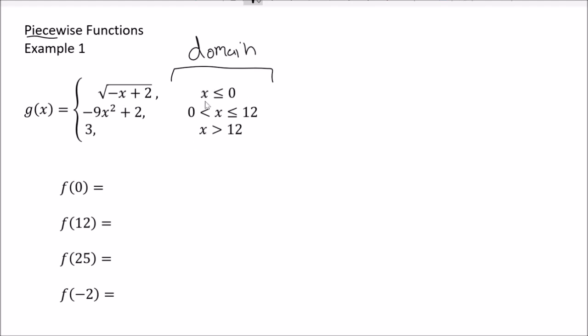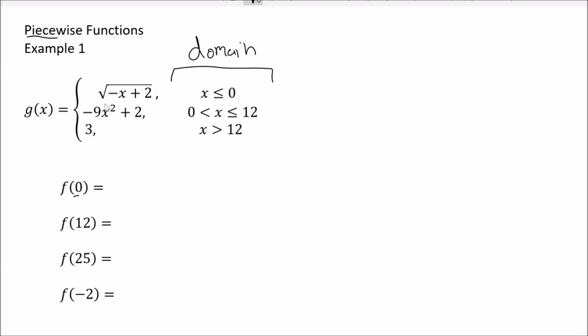The common mistake people make is, for example, when we're doing f of 0, they'll plug a 0 into the whole thing everywhere. That's not what you do. You first look at the domain and you say, which of these 3 lines over here can take in a 0? Well, this one says x needs to be bigger than 12, so it's not that one. This one says x has to be larger than 0. It's not that one. This one here says x could be less than or equal to 0.